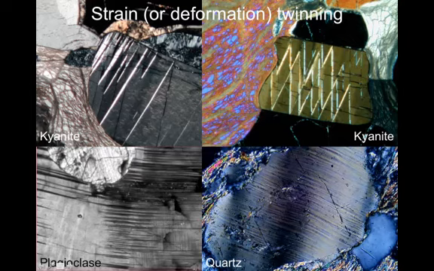Twins can also result from deformation as the crystal is growing. If there's a stress applied to the rock or to the mineral, it will be deformed, and the twins that result can look like they're interfingering or they're irregular and they don't appear throughout the entire crystal, or the twins may look bent. So just some examples.